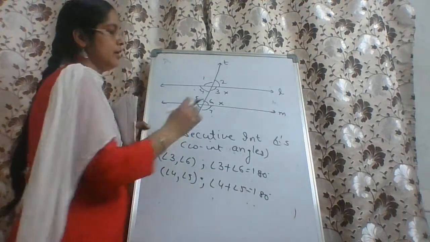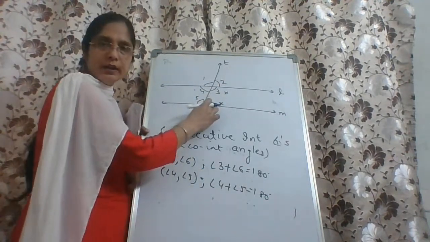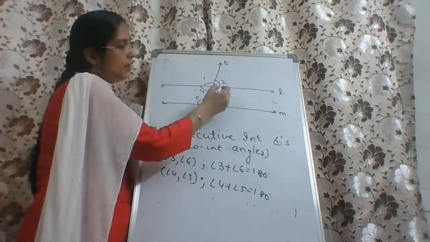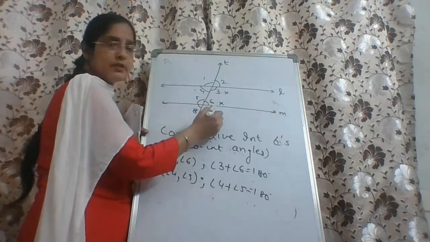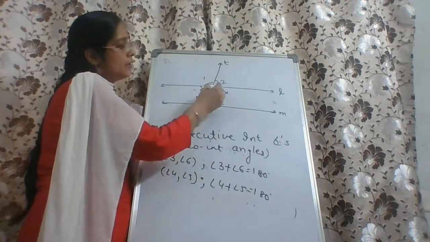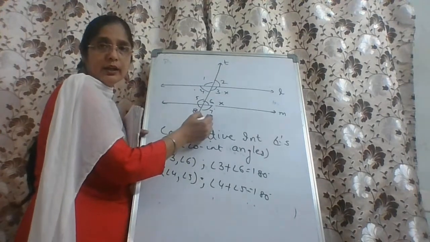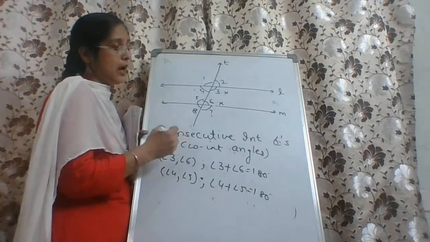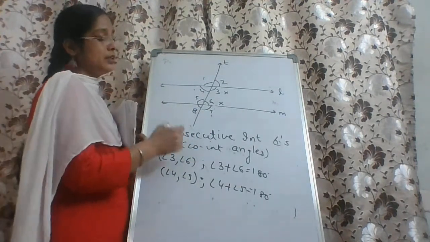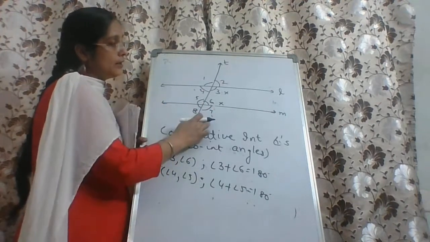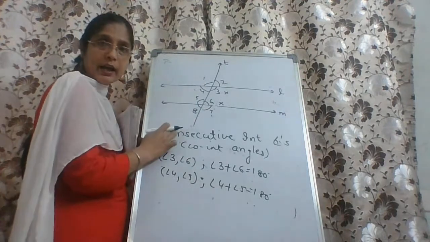Now see here. If 3 plus 6 is 180 degrees, obviously angle 2 plus 3 is also 180 degrees. So 2 and 7 will also be 180 degrees. We can also conclude that consecutive exterior angles are also 180 degrees, angle 2 and angle 7. Similarly, angle 1 and angle 8.